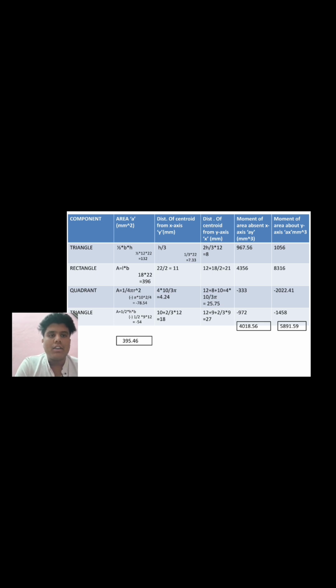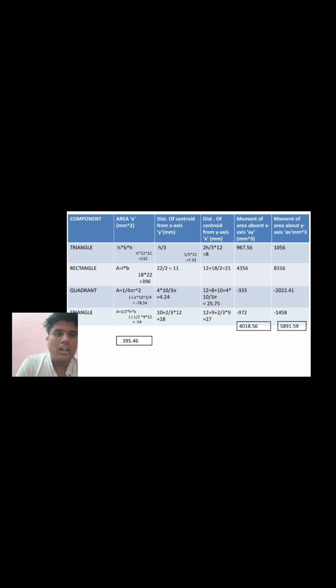The distance of the centroid from the y-axis: 2 over 3 into 12 is equal to 8. For the rectangle, 12 plus 18 by 2 gives us 21. For the quadrant, 12 plus 8 plus 4 into 10 by 3 pi is equal to 25.75. For the next triangle, 12 plus 9 plus 2 divided by 3 into 9 gives us 27. And we should take the summation of these, and the moment of area about the x-axis.